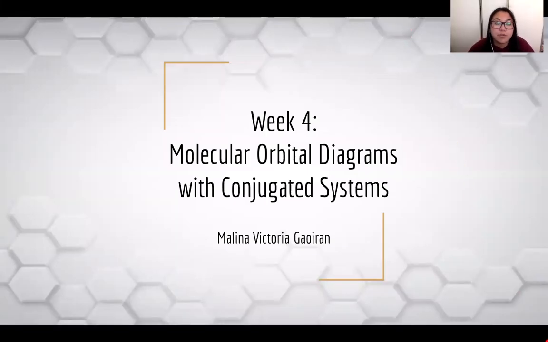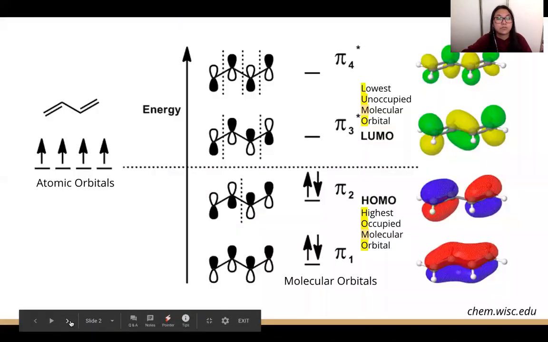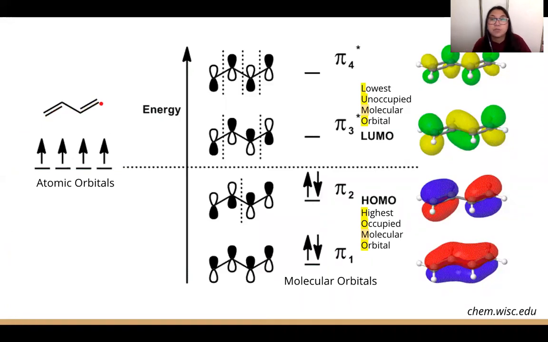In this week's video, we're going to be talking about molecular orbital diagrams and how to draw them with conjugated systems. Okay, so this is a conjugated diene. This is the structure that we're going to be using.